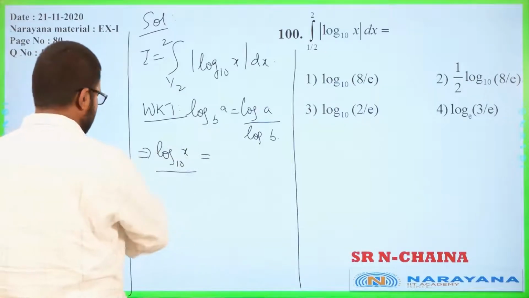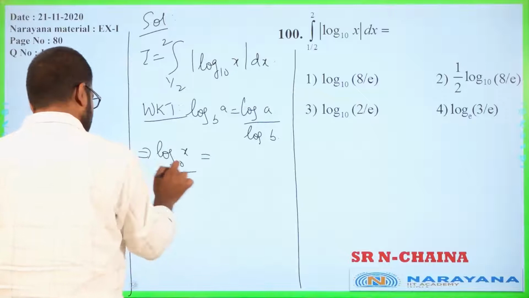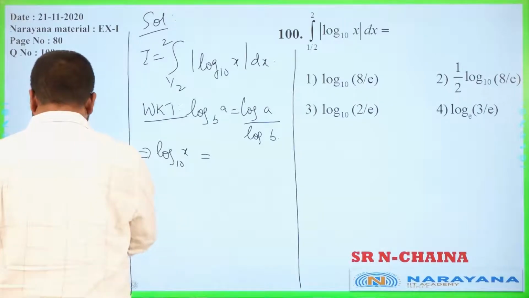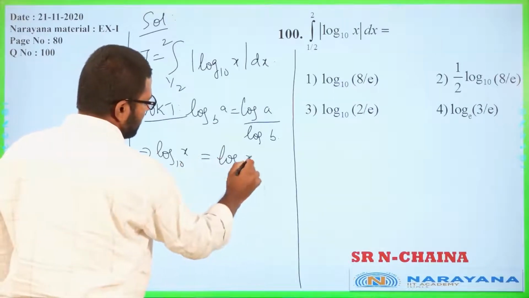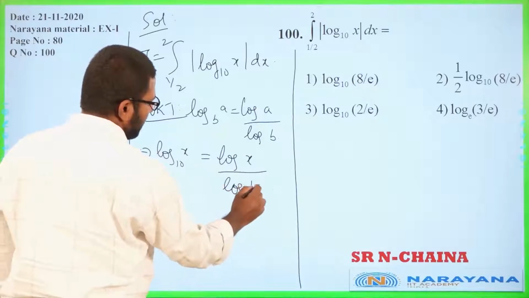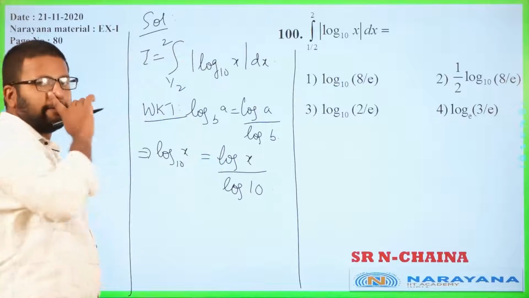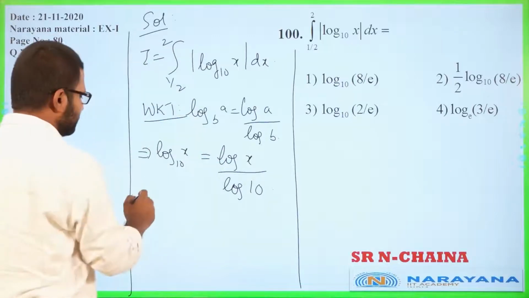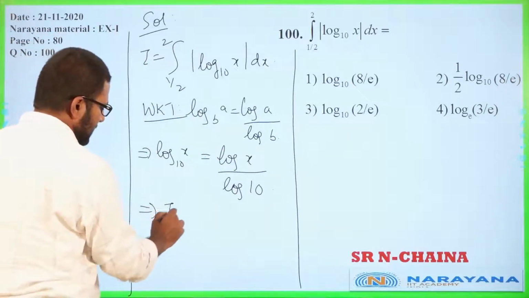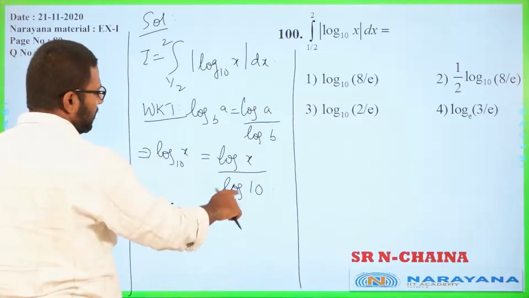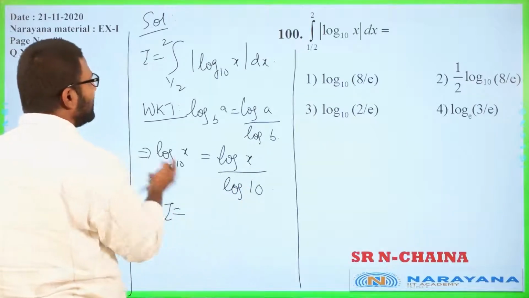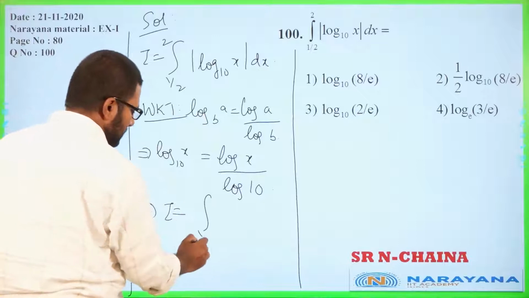So log x to the base 10 can be written as log x upon log 10, right. Therefore I is, you see, log to the base 10 is a number, so it can just come outside the mod.